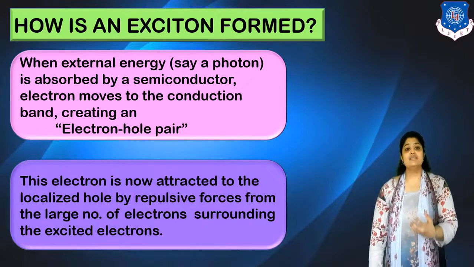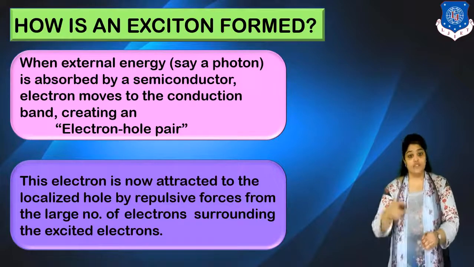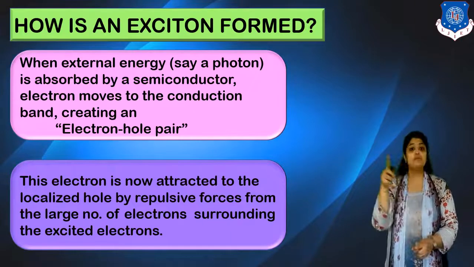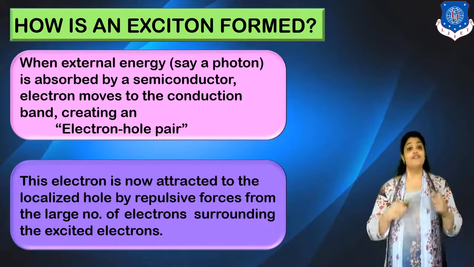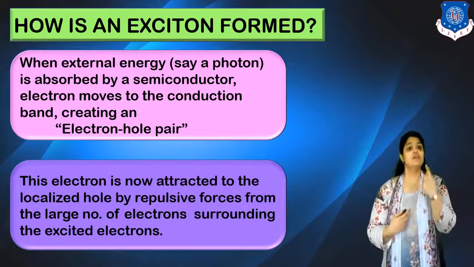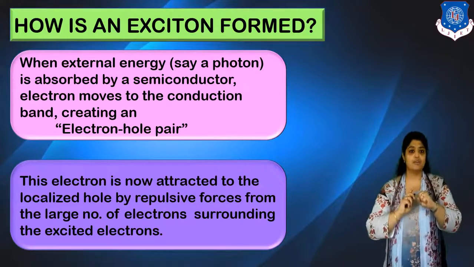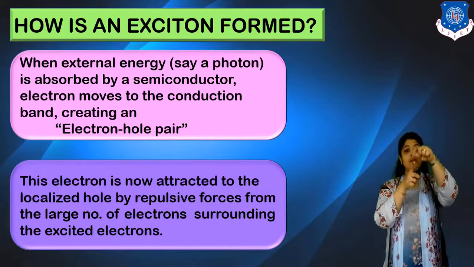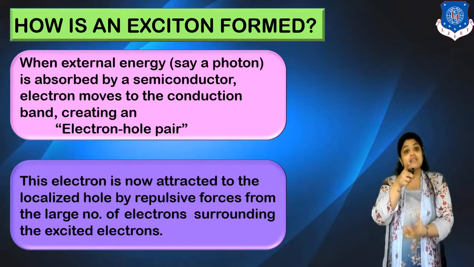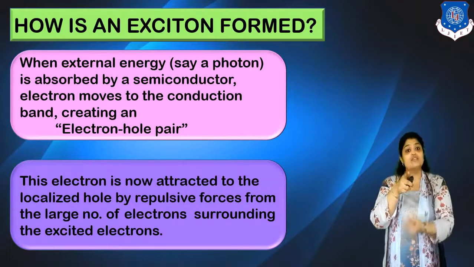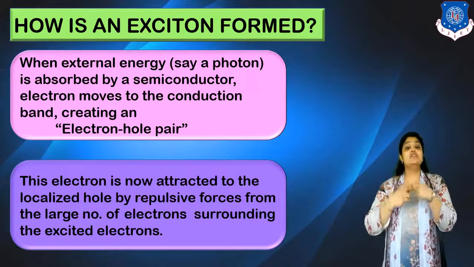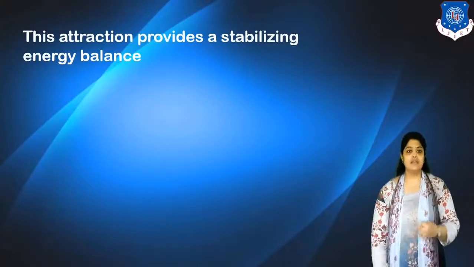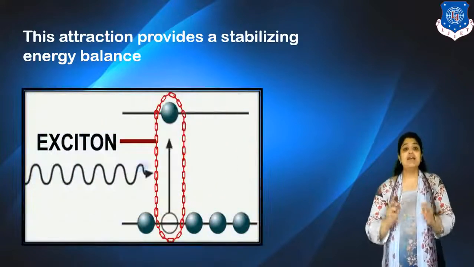Now this electron is attracted to the localized hole which was left behind, with the help of repulsive forces from the large number of electrons surrounding the excited electron. For explanation purposes, we consider only one electron, but there are a number of electrons in the conduction band. So just assume one of them. What will the other electrons do? They will repel this electron, and the hole in the valence band is already a positive charge. So this will actually attract the electron, and a sort of bound state will be created between this electron and hole. What I mean is, this attraction will give us a stabilizing energy balance.